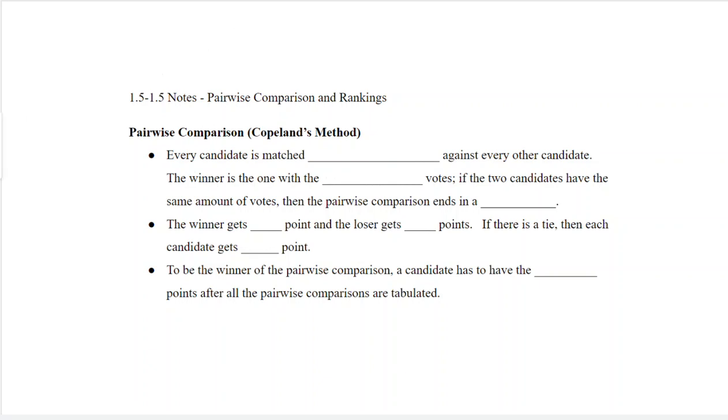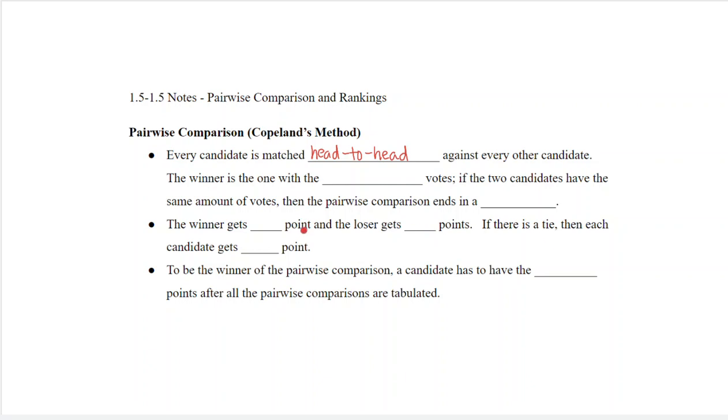All right, today we are going to take a look at pairwise comparison, which is our last voting method. It is very similar to Condorcet, but it is actually a little less strict. Pairwise comparison is also sometimes called Copeland's method because that is the mathematician who developed this method. So, to start off, every candidate is matched head-to-head against every other candidate. So that part is exactly the same as Condorcet.